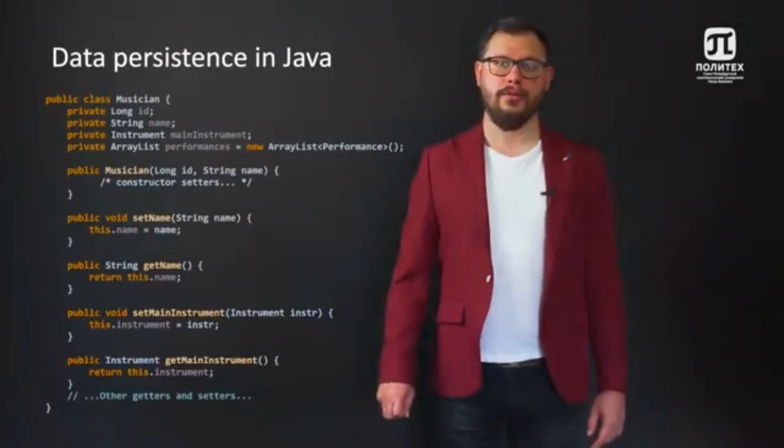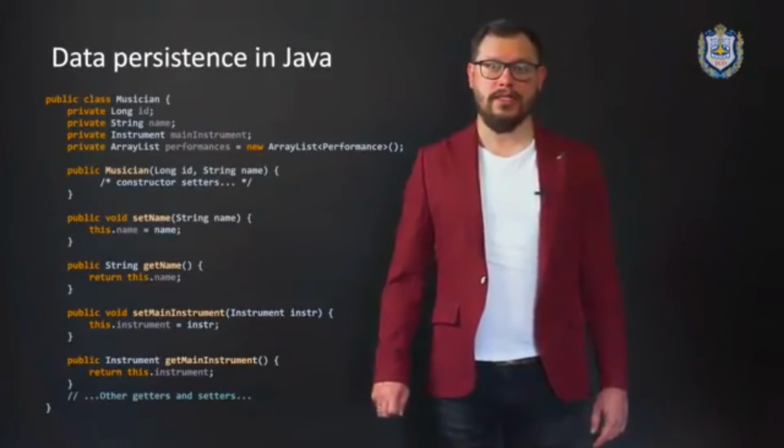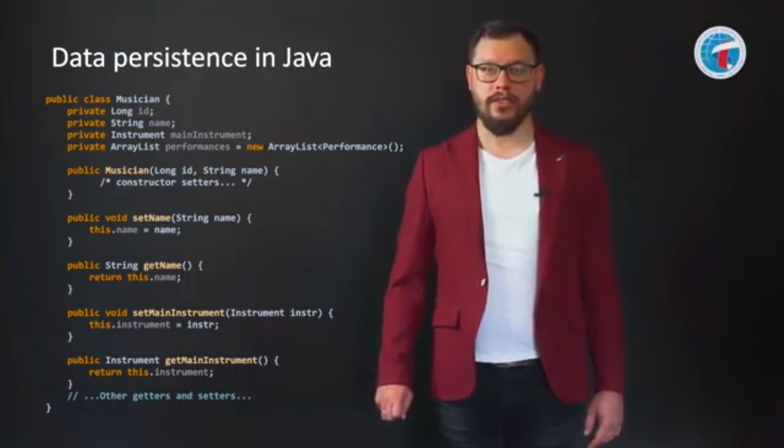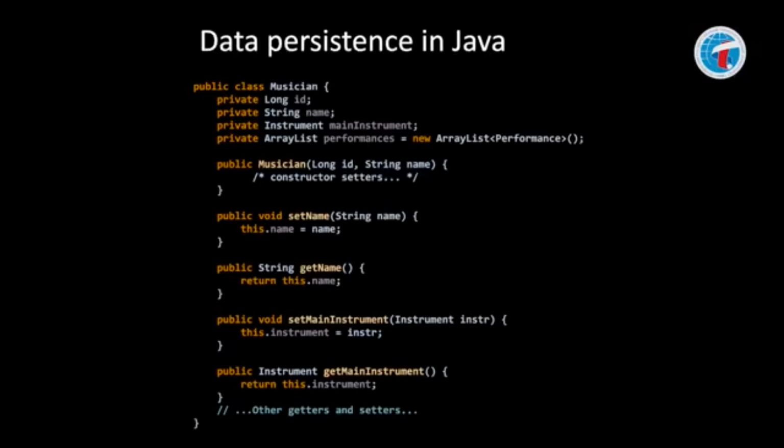To make all of this more concrete, consider a simple data class for modeling a musician. The musician class is used to hold data. It can contain primitive data such as the name field. It can also hold relations to other classes such as main instrument and performances. A musician's reason for being is to contain data.